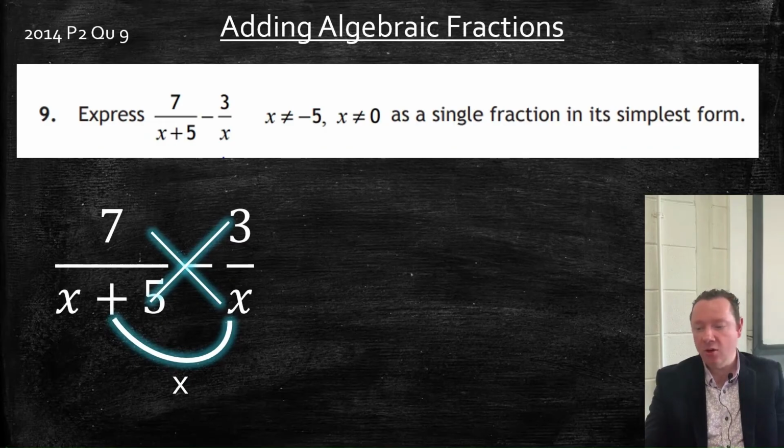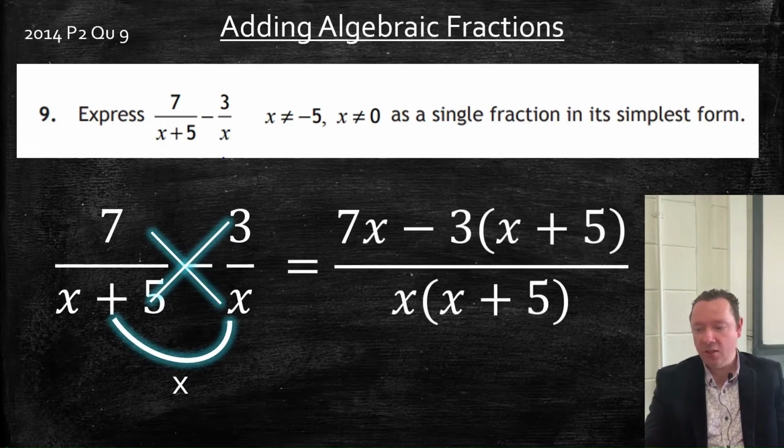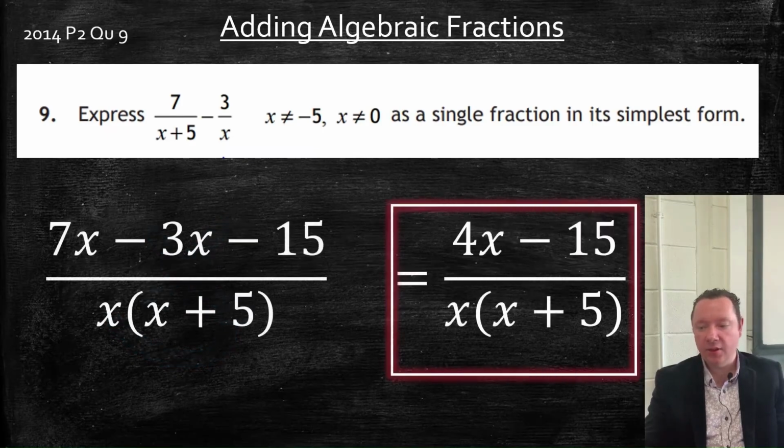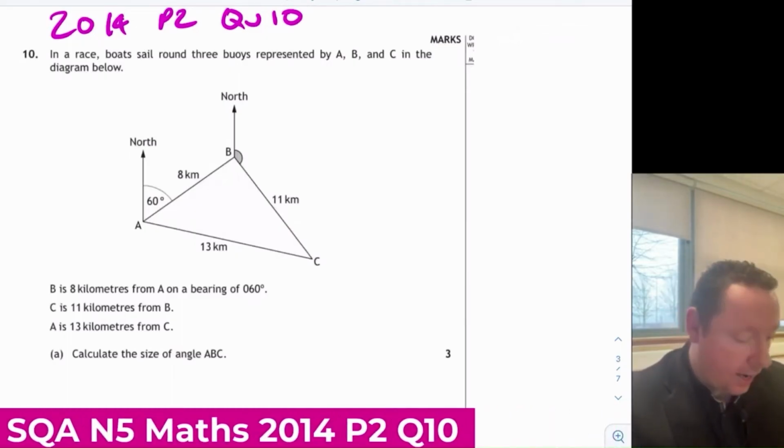So putting that together, on the top, we're going to get 7x minus 3, bracket x add 5, because we're timesing the whole thing by x add 5. And in the bottom, x, bracket x add 5 again, because it's x times x add 5. Now we can multiply out our bracket on the top. So we get 7x minus 3x minus 15 over x add 5. Simplifying the top is 4x minus 15 over x add 5. And we're done.